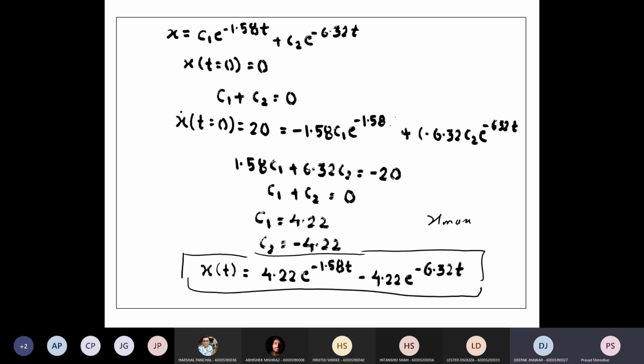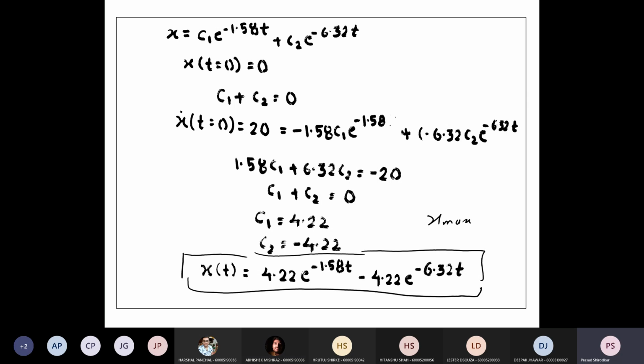Anybody? Hello? Displacement is maximum when velocity is equal to 0, so we can solve for x dot equal to 0. Correct, as Abhishek Mishra has said. Yes, sir. Okay.